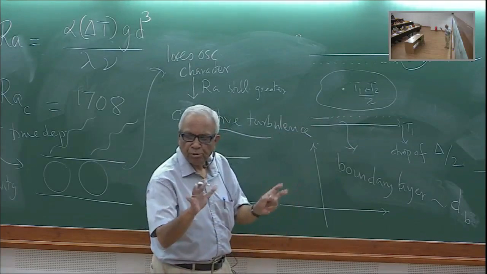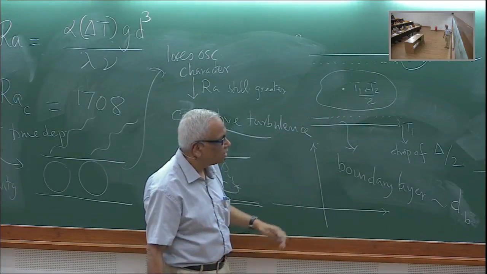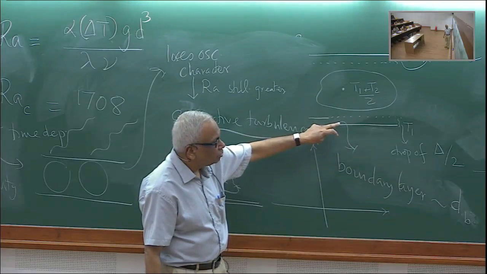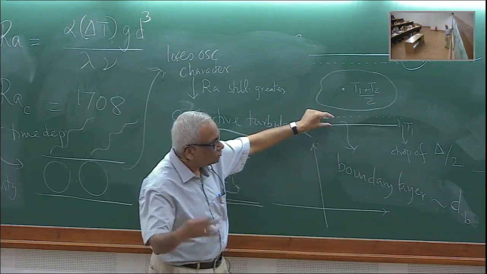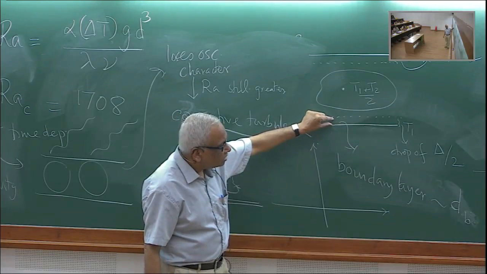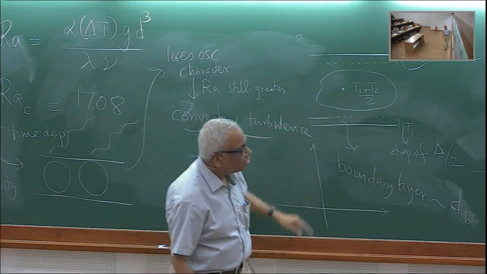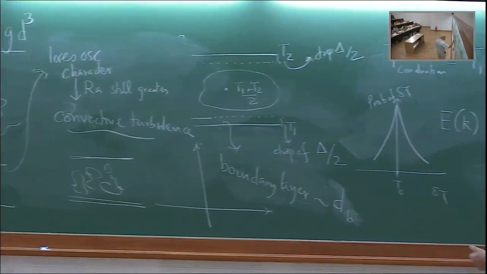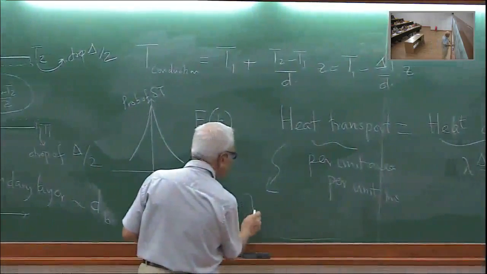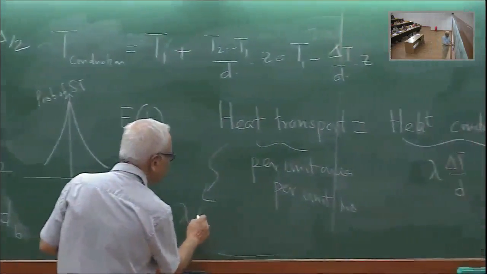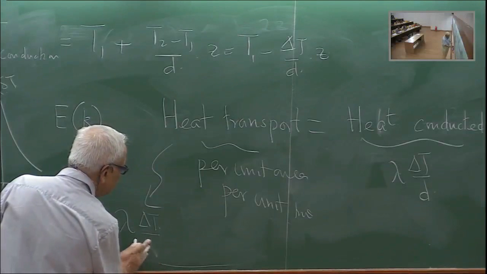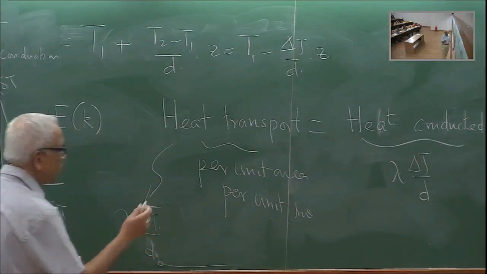It's delta by 2, but that's close enough to delta. So, I mean, it's of the order of delta. So that's delta. But now, instead of this division, the total heat flow, this heat transport, if you want to estimate that, that would be like lambda times delta divided by this d boundary layer.